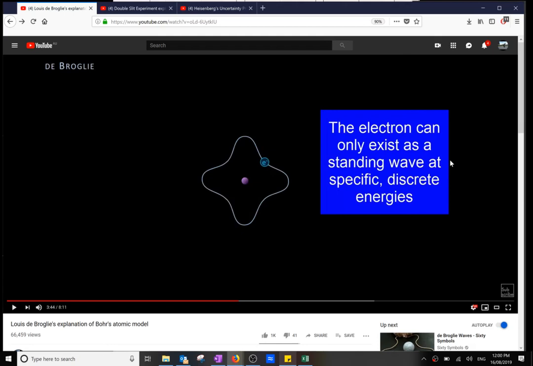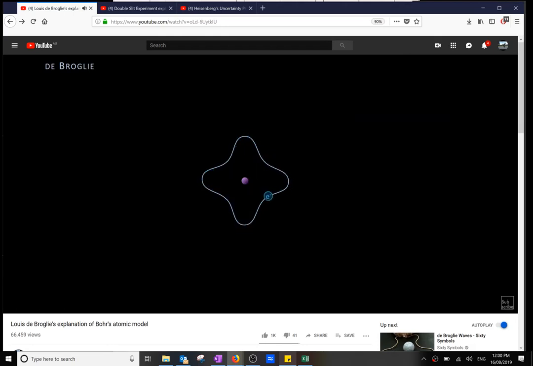So, here is the de Broglie wavelength. You can see we've got how many wavelengths there? 4. Okay, so that's n equals 4, a commonly known function of standing waves. Here we have a path with 4 waves.